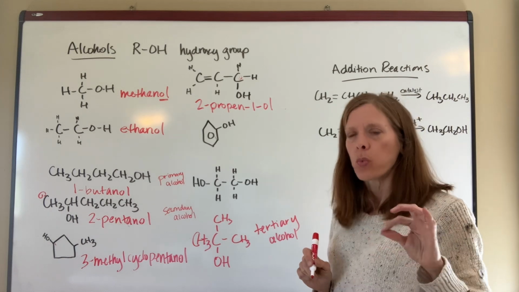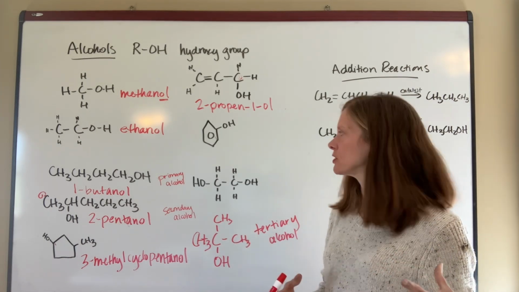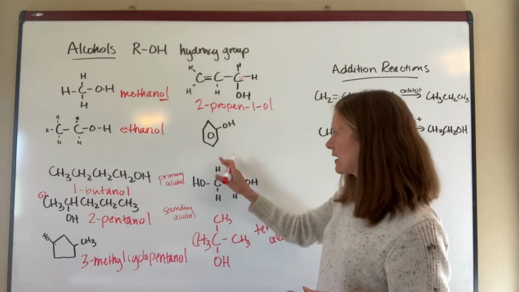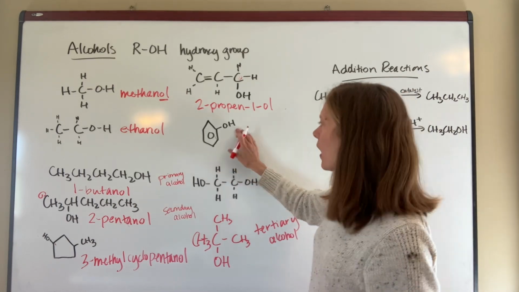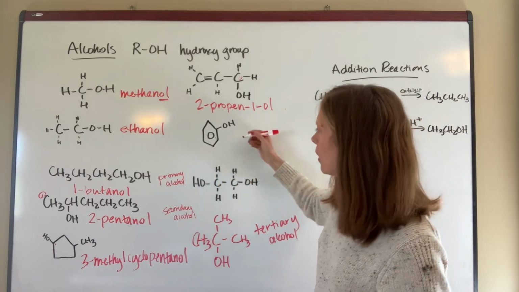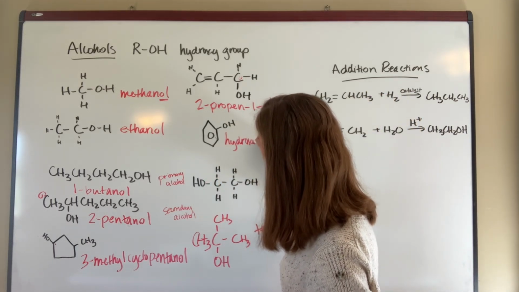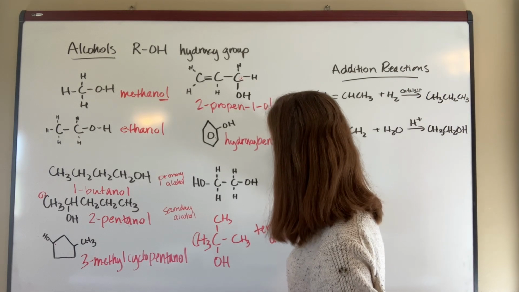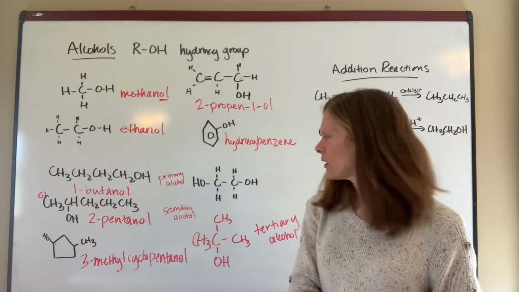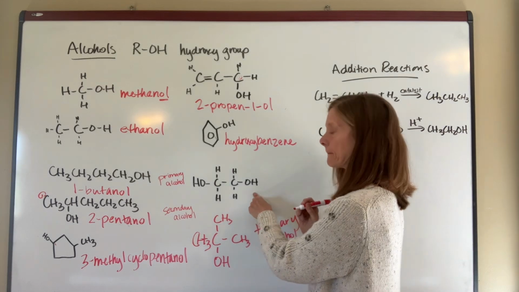Okay. Once in a while, depending on how the whole molecule is put together, you may have to name the alcohol group as a hydroxy group. So I could name this, if you recognize this, that's the benzene ring that we talked about at the end of module 12. So the name of this compound is simply going to be hydroxybenzene. Okay, hydroxybenzene.